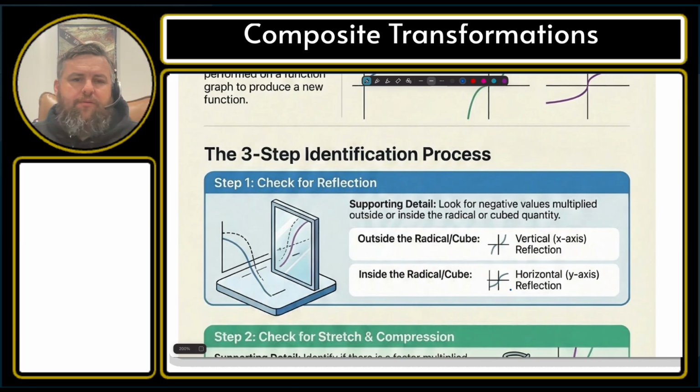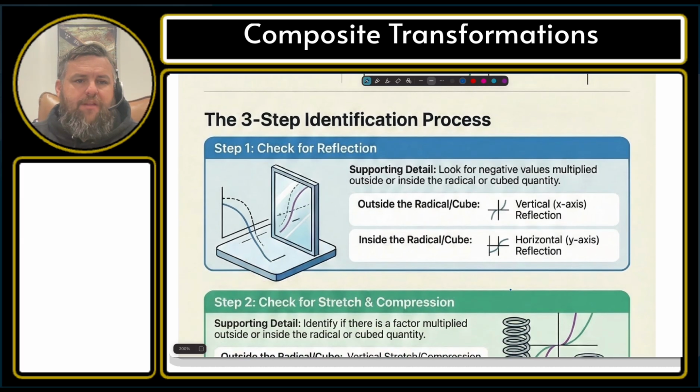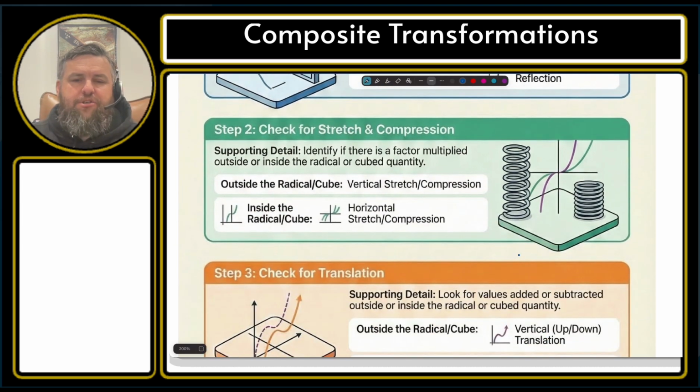There are three steps that we are going to do to work on identifying. The first step is to check for reflection. The supporting details: look for negative values multiplied outside or inside the radical or cubed quantity. So the key word on this one is look for the multiplier. Anything on the outside of the radical or the cube is a vertical reflection. Anything on the inside of the radical or cube is a horizontal reflection. So you want to look for a negative. Just make sure.